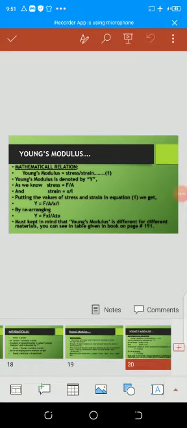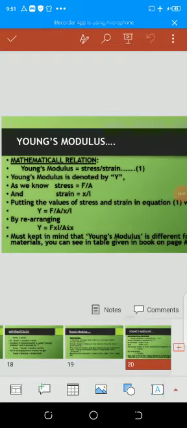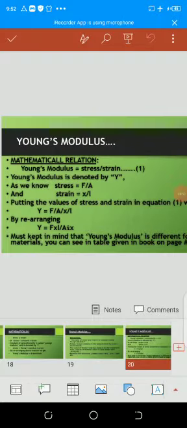The Young modulus mathematical relation is Young modulus equals stress by strain. Young modulus is denoted by Y. We know that stress equals F by A and strain equals x by L. Putting the values of stress and strain in equation 1, we get Y equals F by A divided by x by L. By rearranging that, Y equals F into L by A into x.